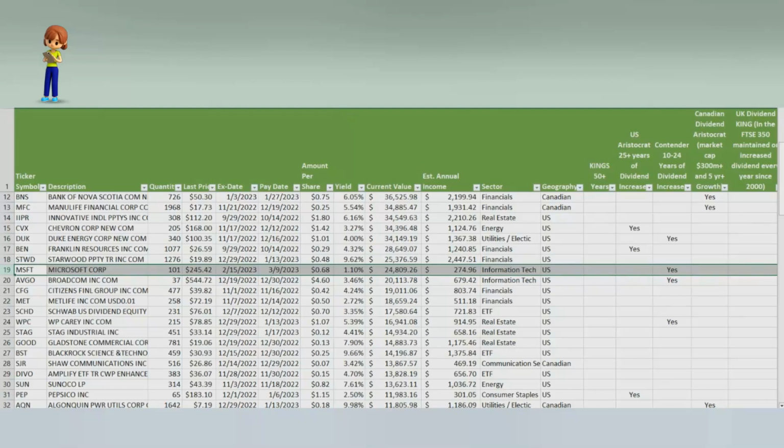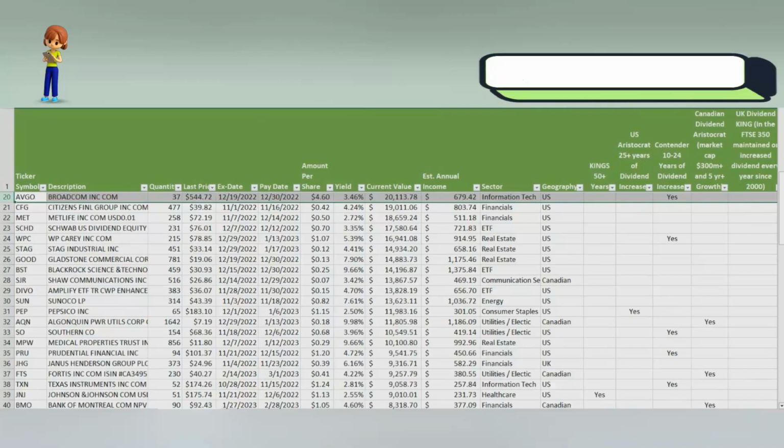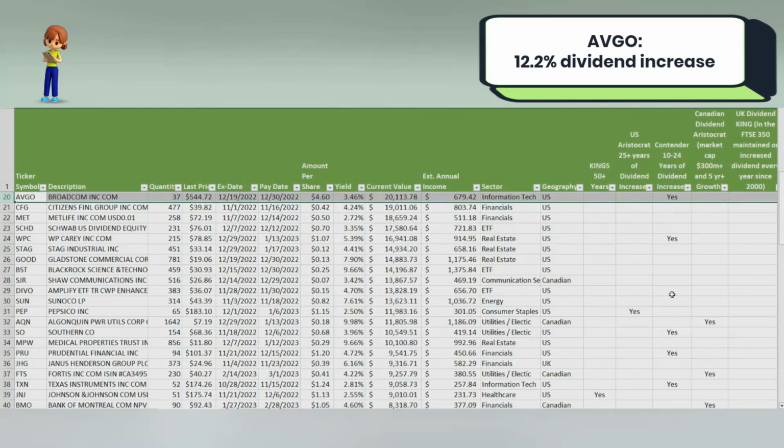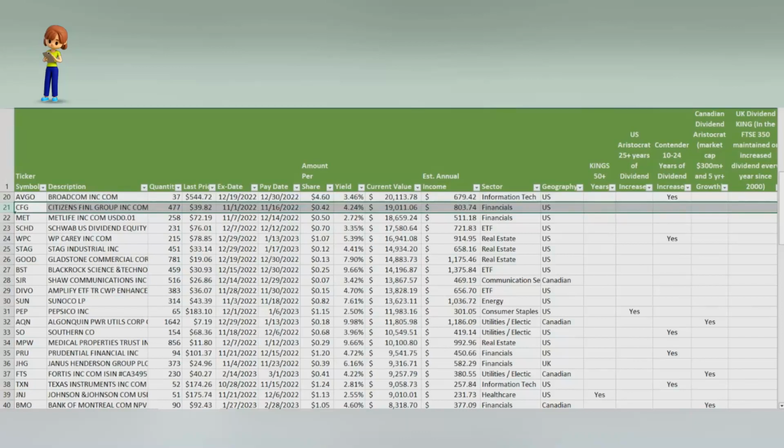Microsoft is my next position with just over 100 shares, and it doesn't generate very much annual income, so it's mostly a growth position, as you know. Avigo is my next position, and another stock that gave me an early Christmas gift of over 12% dividend increase. Freaking fantastic. Not only is this a high growth stock, but it's a dividend contender and generates almost $700 a year at an almost 3.5% yield. Loving that position. Then I've got CFG, a financial company with 477 shares, generating about $800.